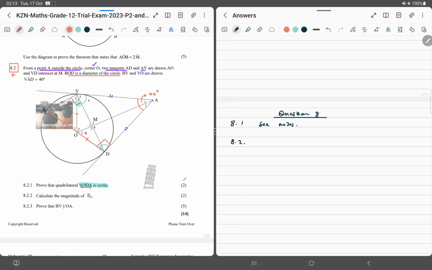Can you see that? And what else do we know? Now let's remove this one and say again, we know that the tangent meets the radius at right angles.